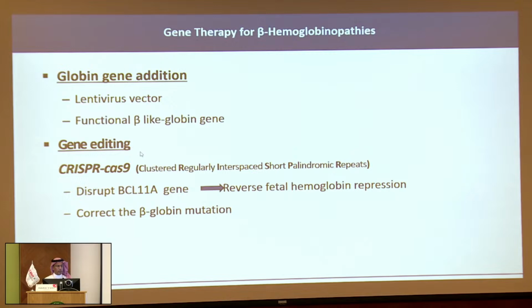And gene editing is done using the CRISPR-Cas technology, and basically this is like a molecular scissor where you can act and manipulate the gene that you want to, and for practical purposes to disturb the BCL11A gene that's used in both gene addition and editing to reverse the fetal hemoglobin repression. Alternatively, you can even correct the beta globin mutation.